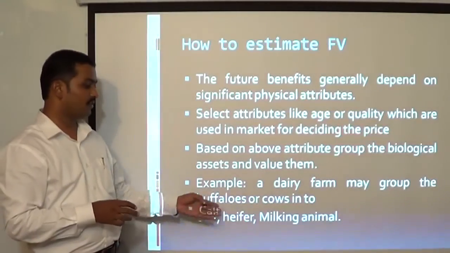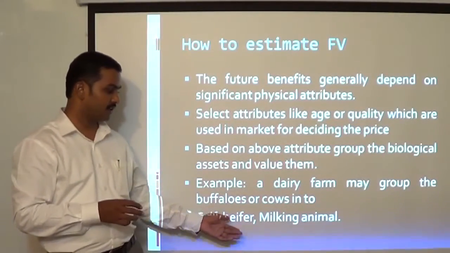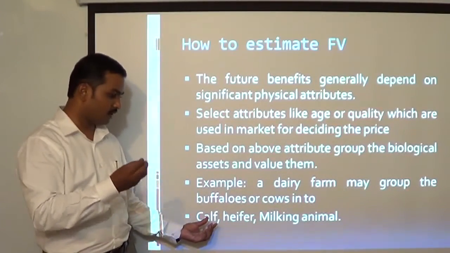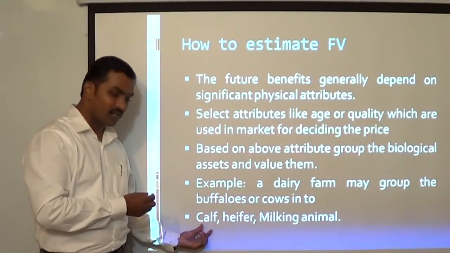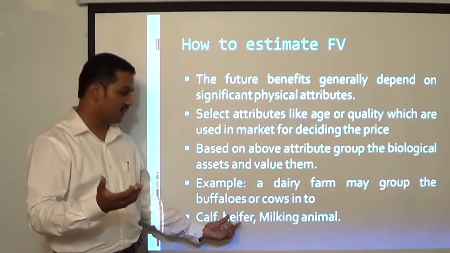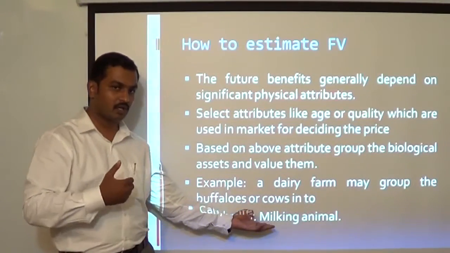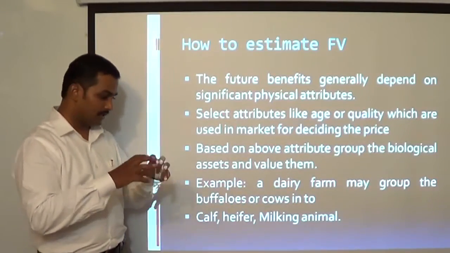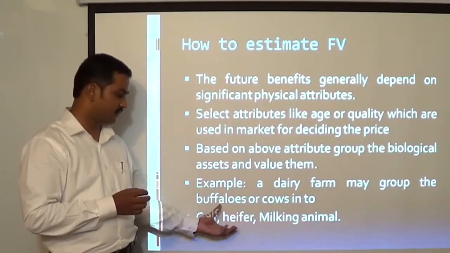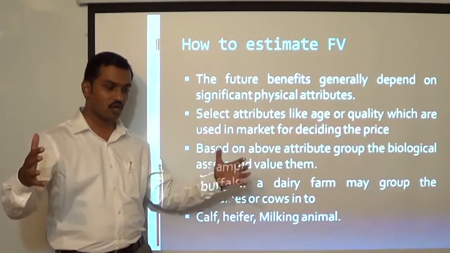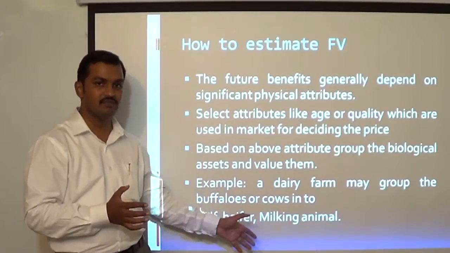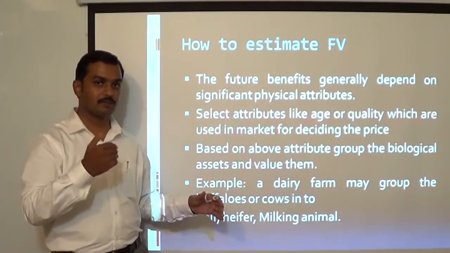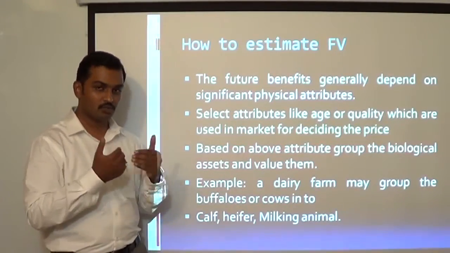Example, a dairy farm may group buffaloes or cows into calf, heifer, milking animal. So when a cow gives birth, the offspring is called a calf, and after a year it is called a heifer. And milking animal, once the cow gives birth to a calf, it starts giving milk, we call it a milking animal. So the market will have a different price for a calf, for a heifer and milking animal. So if you have a stock of biological assets, you will classify them into calves, heifers and milking animals, and based on that you will arrive at the fair value of the biological asset, subtract the cost to sell to arrive at the value which has to be shown in the books of accounts.